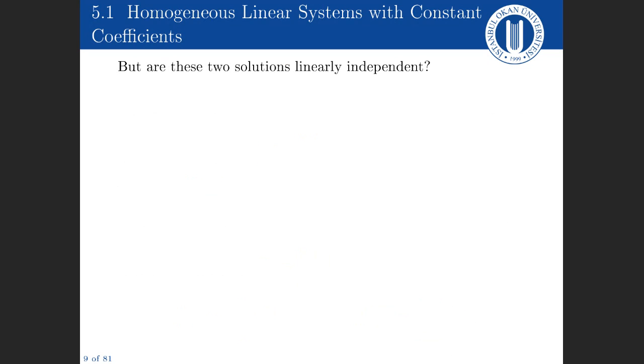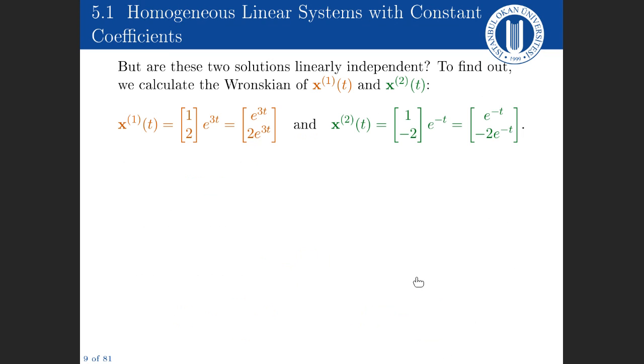But are these two solutions linearly independent? To answer this, we need to calculate the Wronskian of these two functions. Before we calculate the Wronskian, let's write them slightly differently. Let's take the exponential function inside the vector. So the first one becomes (e^3t, 2e^3t), and the second function becomes (e^-t, -2e^-t). And then the Wronskian is the determinant of the matrix where the first column is the first solution and the second column is the second solution.